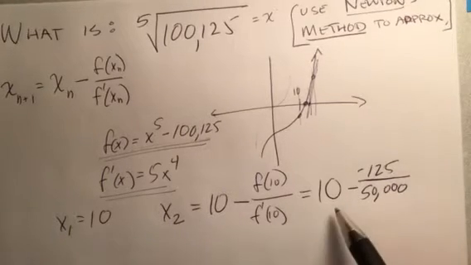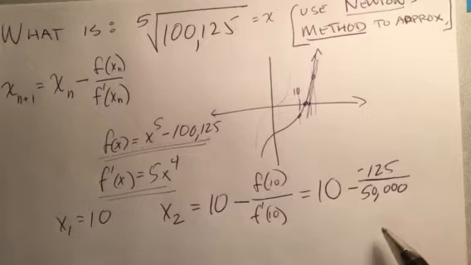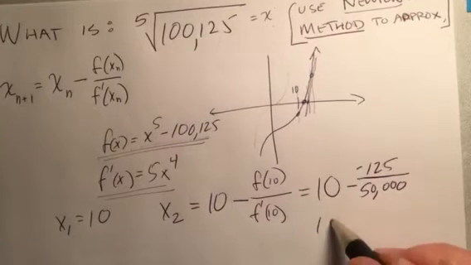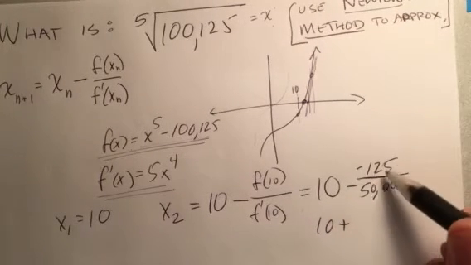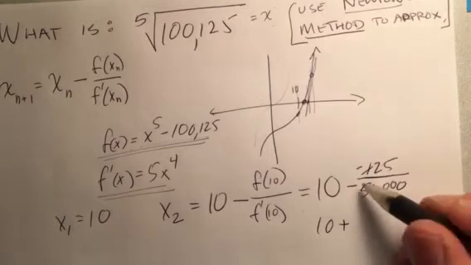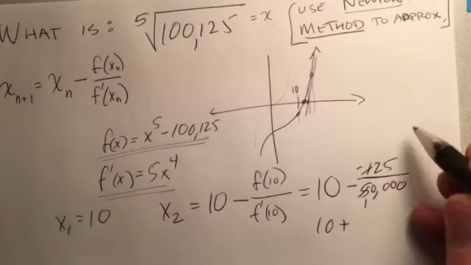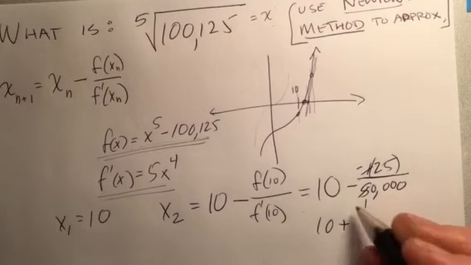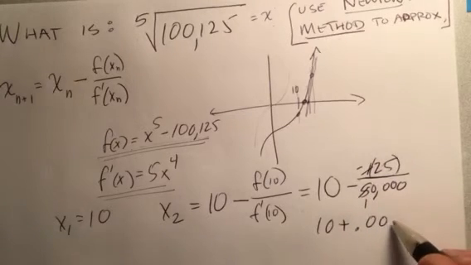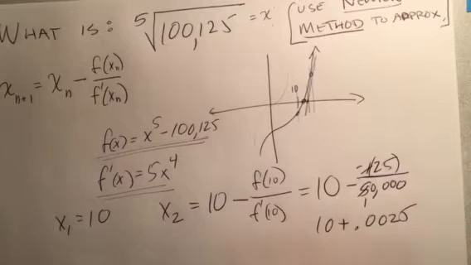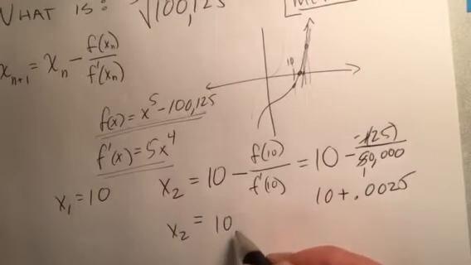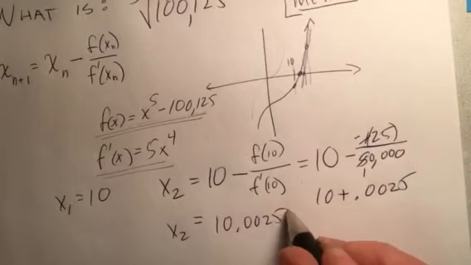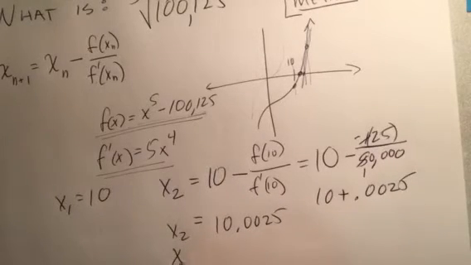Okay, well, 10 minus a minus is going to give me a plus, so that's 10 plus, and when I start canceling, I cancel a 1 and I cancel a 5, and I get a 1, and I get 25, and 25 over 10,000 is 0.0025. So x sub 2 is equal to 10.0025.